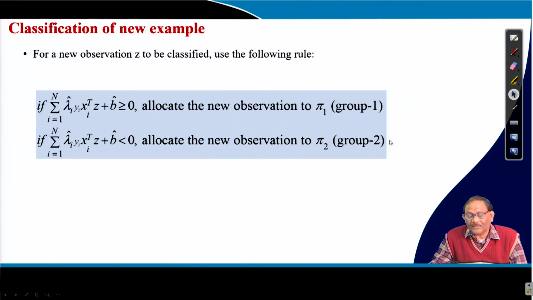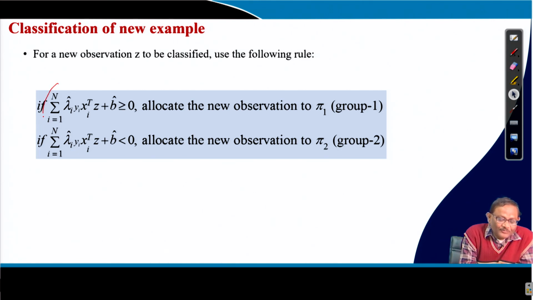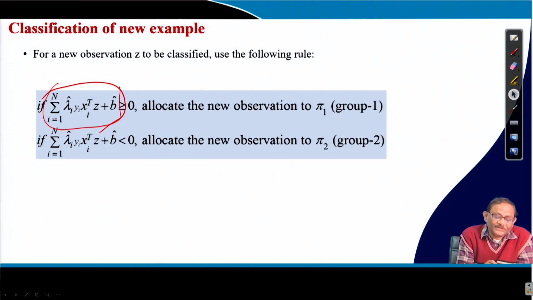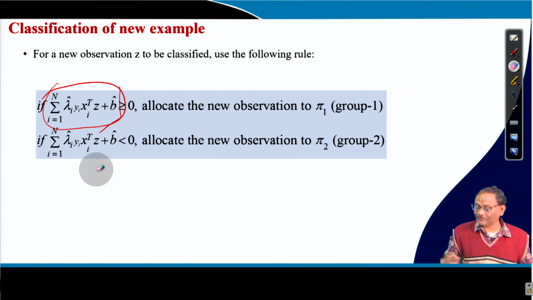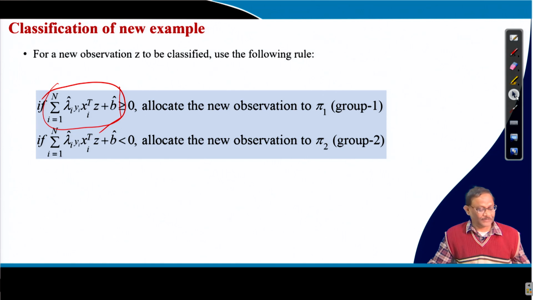For classification, the algorithm, or rule, is the same. For a new observation, you put the z value into this equation, and if you find that this value is greater than 0, it will go to group 1, the positive one, and otherwise to the negative one. This is the two-class case, but it can be used for the multi-class case also. We are showing the examples of the two-class problem to you.